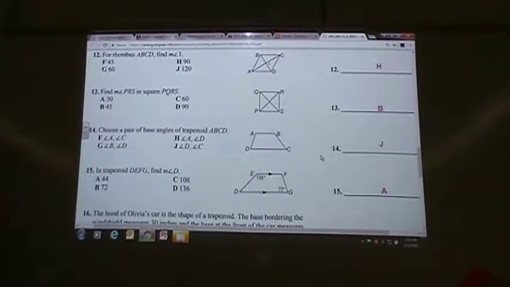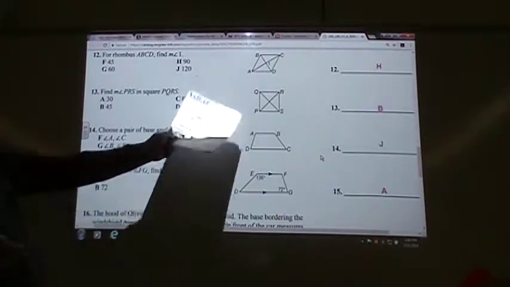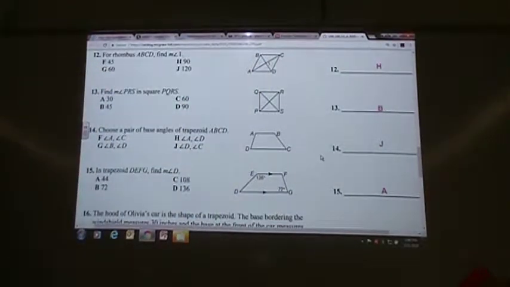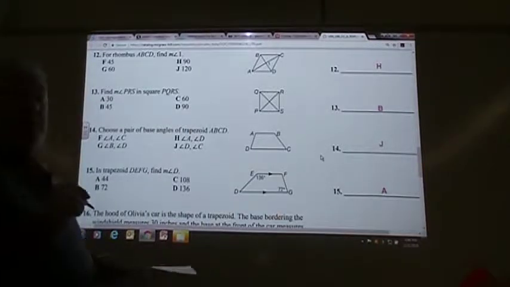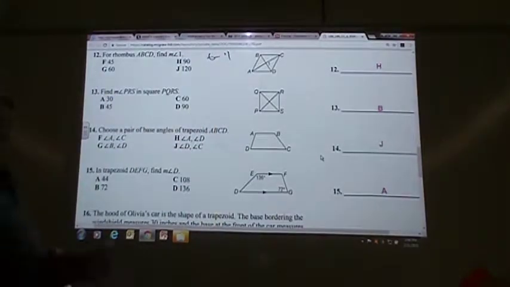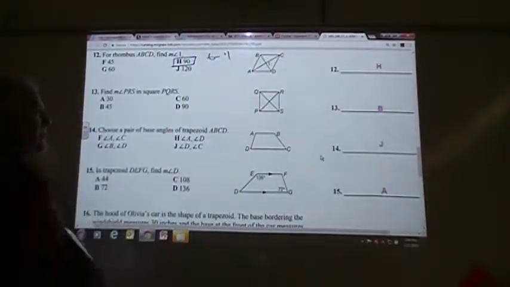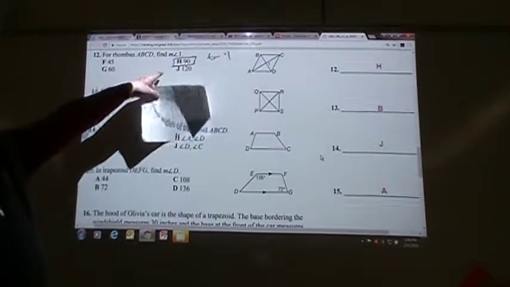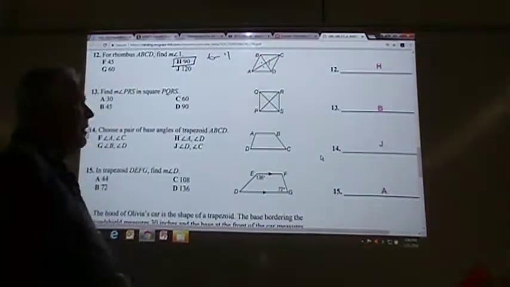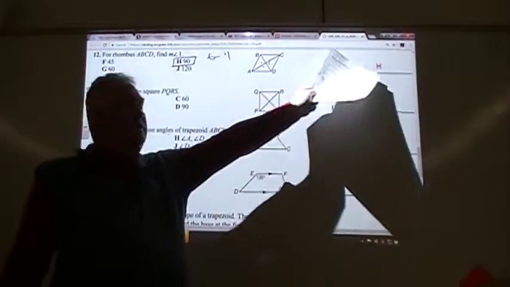All right, we're on number 12 for this one. For rhombus ABC, find the measure of angle 1. So the question becomes, how do we figure out the measurement? There's no other numbers here. But we do know that we have a rhombus here. And if you go back to Theorem 611, Theorem 611 tells you that all diagonals of a rhombus form right angles. So that the measure of angle 1 and this one and this one and this one, all four are 90 degrees, hence our answer H.